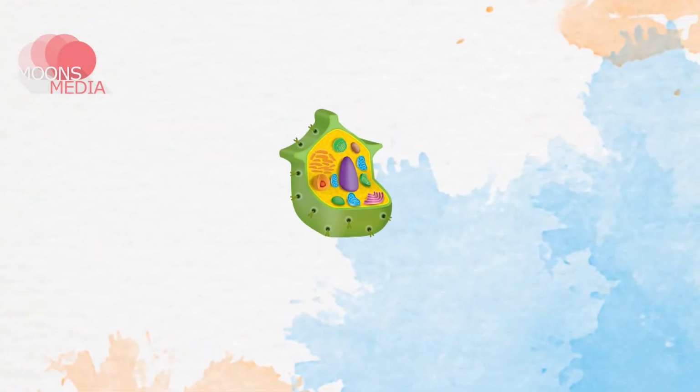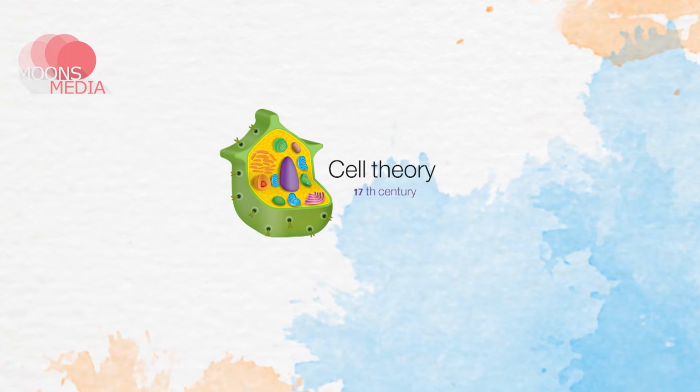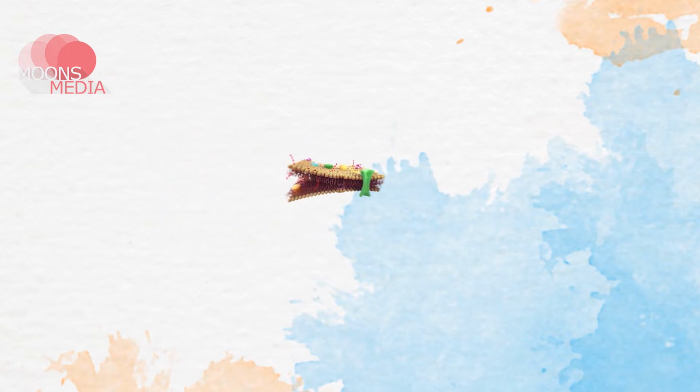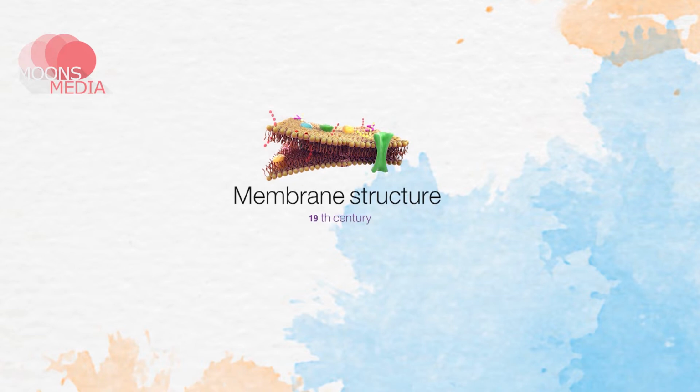In a previous lesson, we discussed the cell theory, and we know that the cell theory originated in the 17th century due to the invention of microscopes. But it was during the 19th century when a complete cell membrane theory was developed. This means that for around 200 years, scientists were still not sure about the structure of the cell membrane.